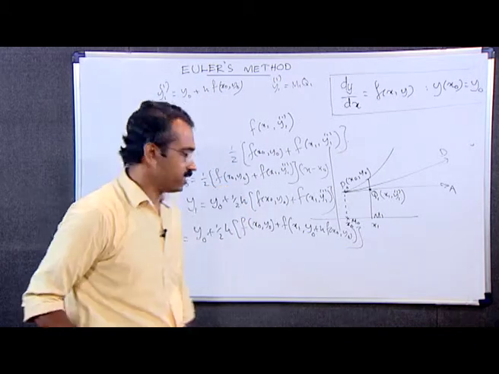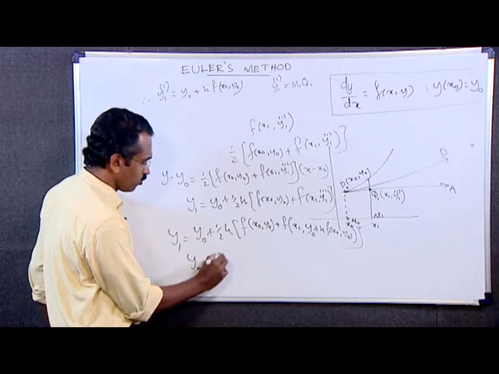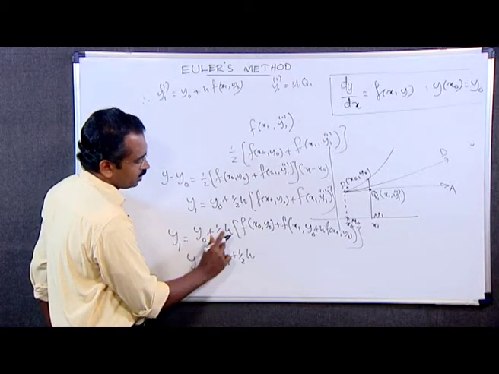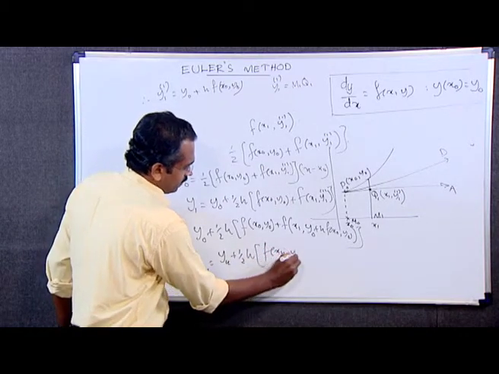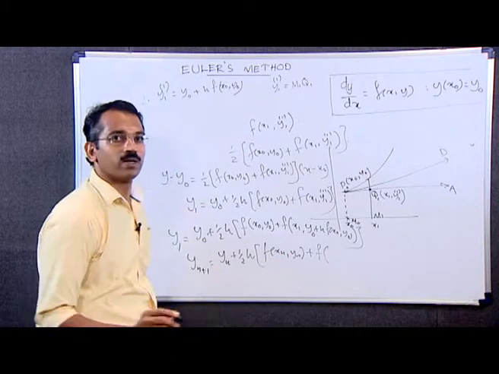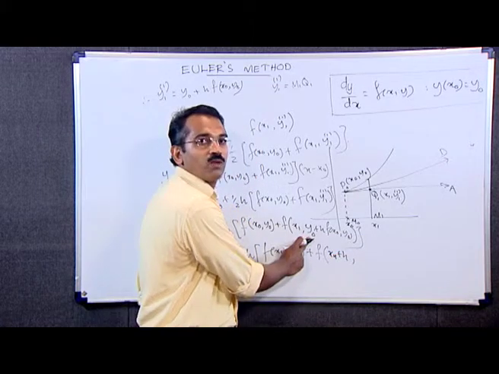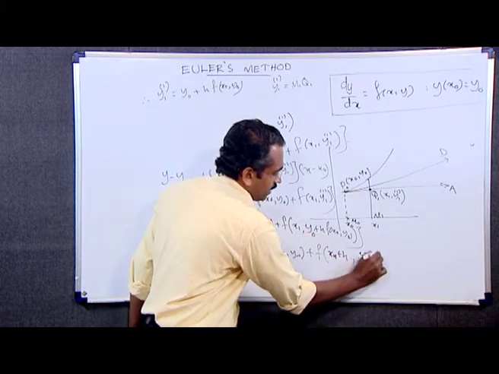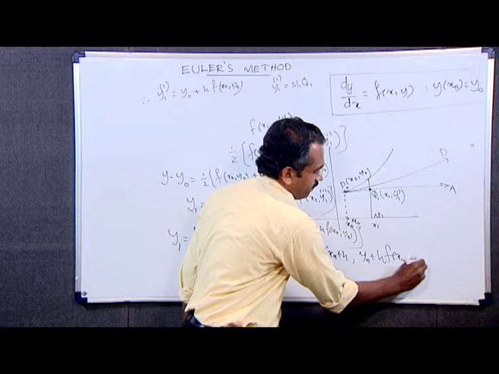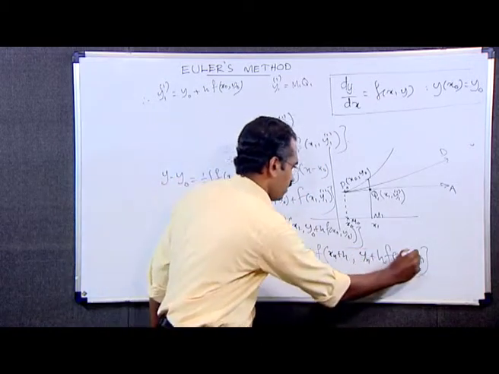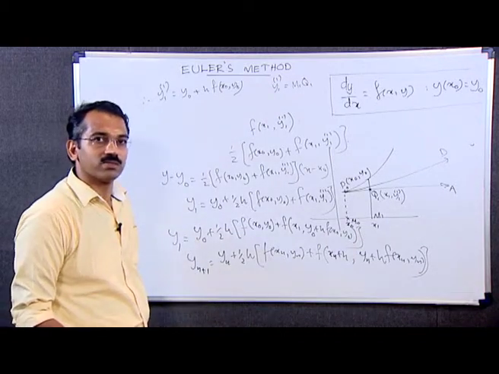In general, we can write y(n+1) is equal to yn plus 1 by 2 into h into f of xn, yn plus f of xn plus h, yn plus h into f of xn, yn. This is the general formula of the modified Euler's method.